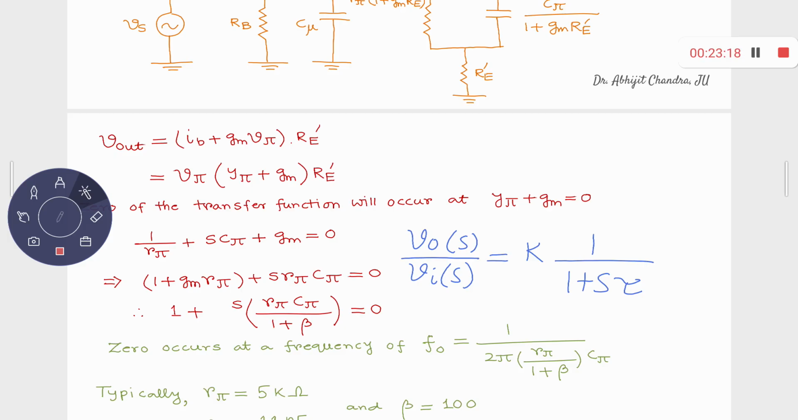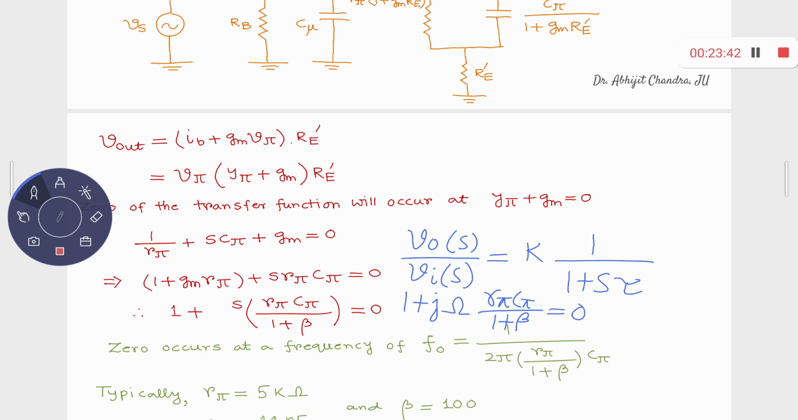What is that F naught? As you know, last time I told you, this S can be represented as J omega, right? So what I can write is 1 plus J capital omega, that is the analog frequency, R pi C pi by 1 plus beta, that is equal to 0, right?